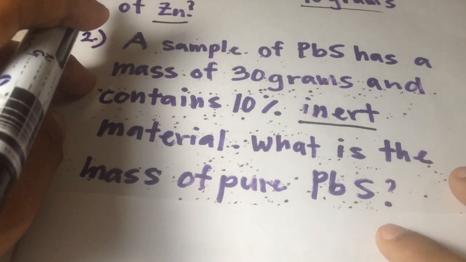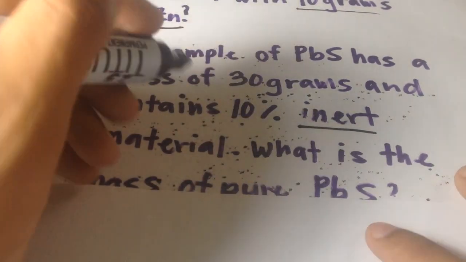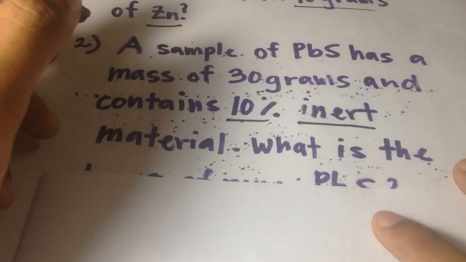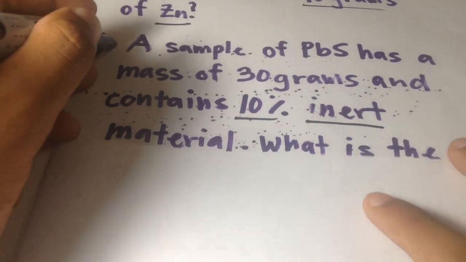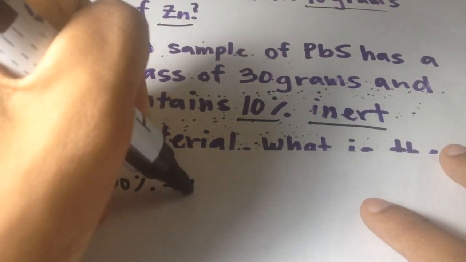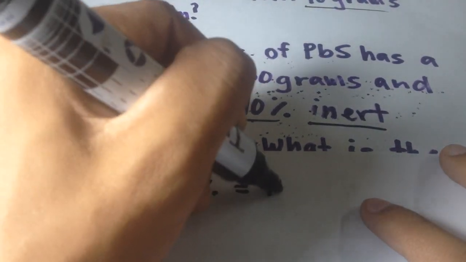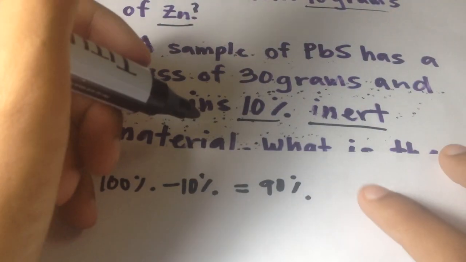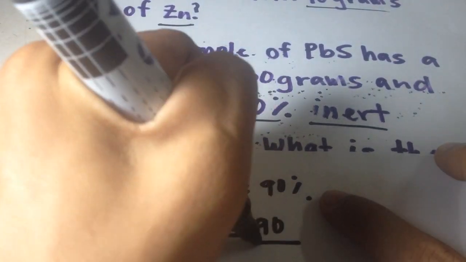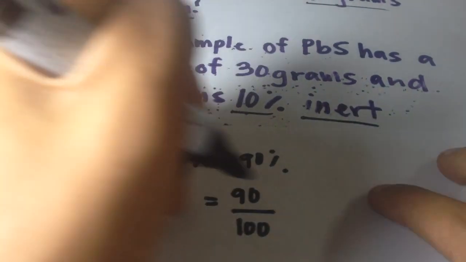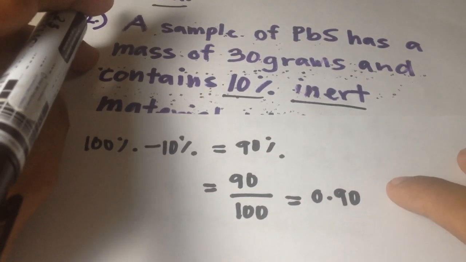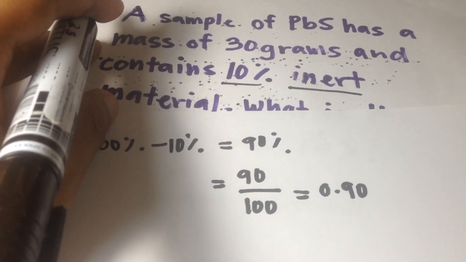10%, you need to subtract from 100%. So 100% minus 10% is equal to 90%. So convert 90 to decimal. So 90 divided by 100, which is 0.90. So you need to calculate the pure material.